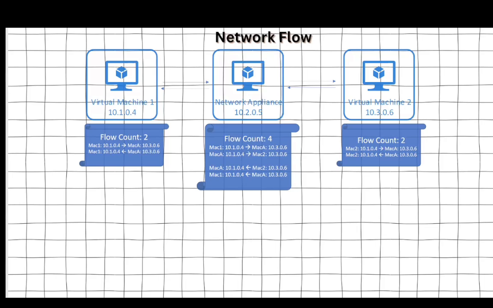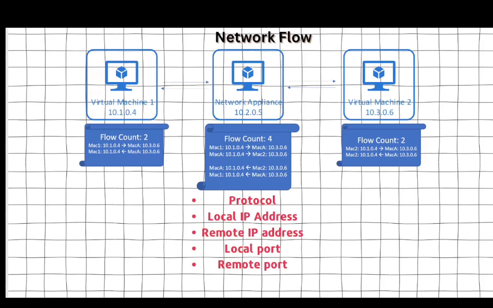Now, apart from network bandwidth allocated to each virtual machine, there is another pressing factor which might impact the network performance of an Azure VM. It's called a network flow. Now, what is a network flow? Azure networking stack maintains the state of each direction of TCP, UDP connections in a data structure called flow. A typical flow is distinguished by 5 tuples. Those are protocol, local IP address, remote IP address, local port, and remote port.